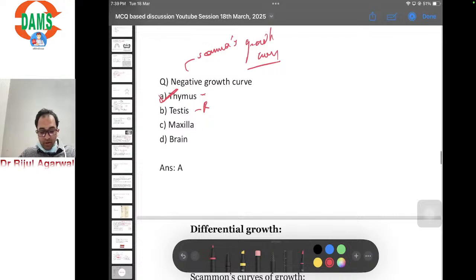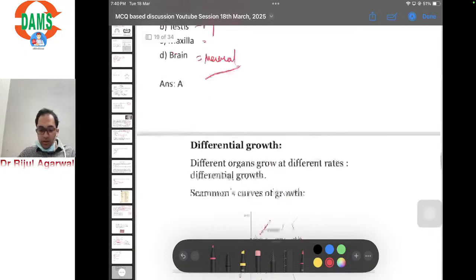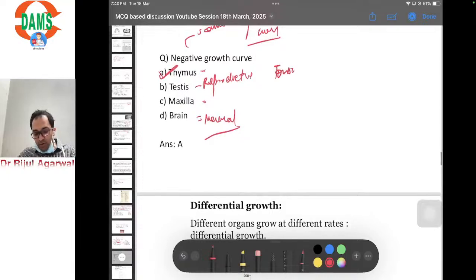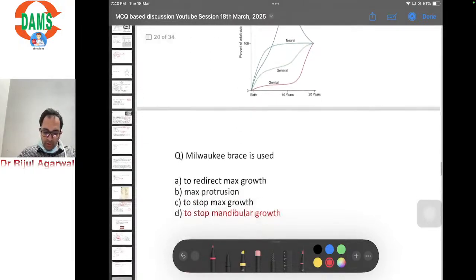Testis is a sexual or reproductive organ. It's a late maturer. Maxilla follows the general body curve. Brain follows the neural curve. Okay, so this is Scammon's growth curve. It's another different way of asking the question. Instead of giving options like lymphoid and neural, I provided you with examples of those tissues. Instead of thymus, they can give you tonsil. Tonsils are also an example of lymphoid tissue. Most of you are aware from your pathology and physiology classes what the examples of various tissues are, so I don't need to go into it.